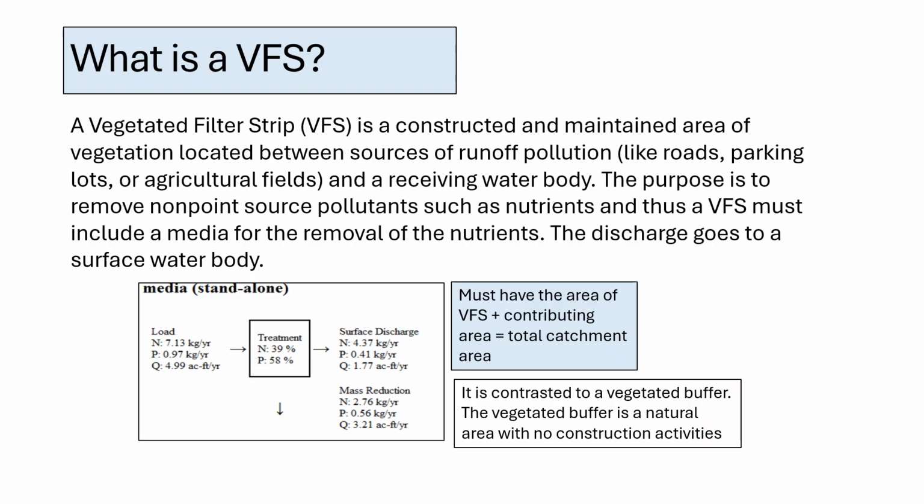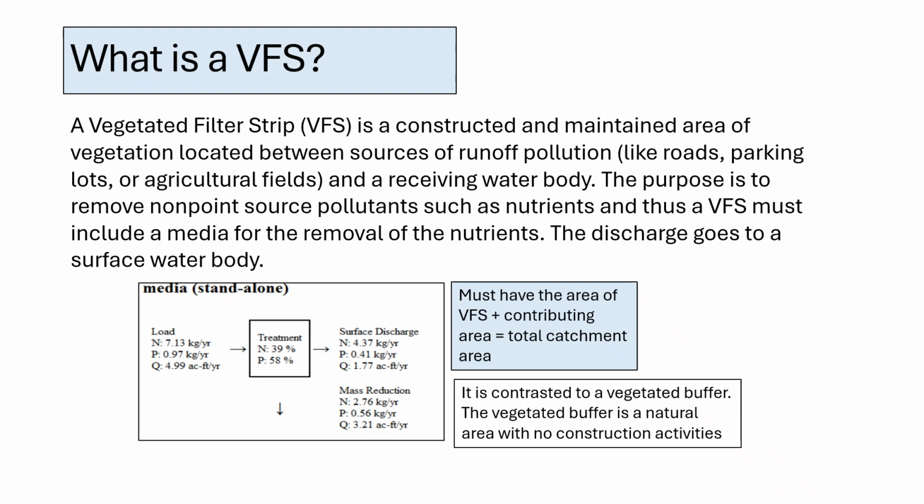One important design constraint is that when assessing the effectiveness of a VFS, it is typically treated as a standalone system. This means the area of the VFS itself plus the contributing drainage area must together equal the total catchment area. That relationship is essential for properly sizing and evaluating the system.